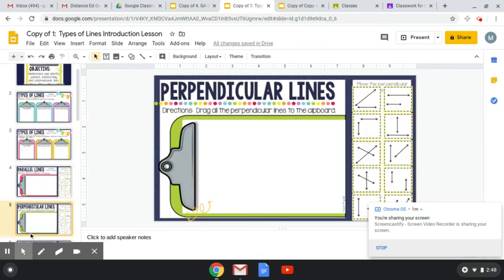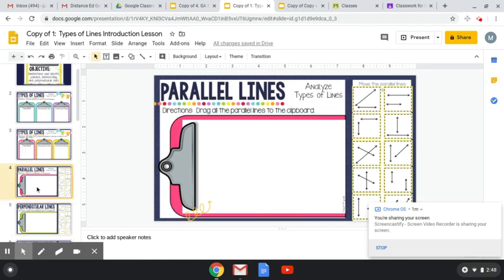Your next task is going to be able to practice, we skipped one, looking at lines that are already created for you and for you to click and drag them. This one is parallel lines. We're going to go through each of them.